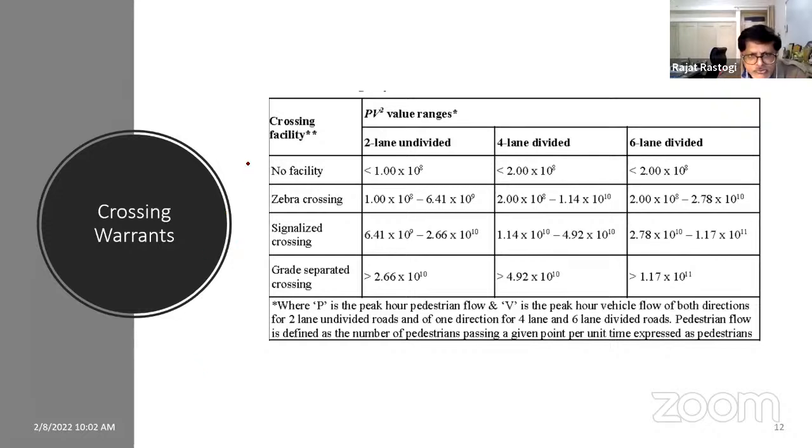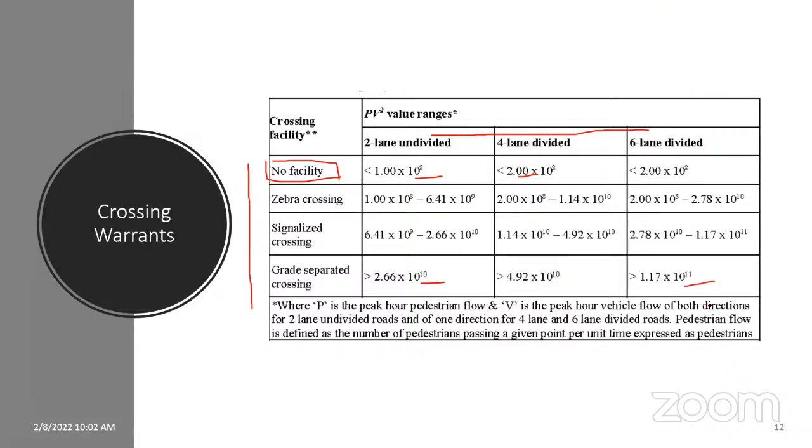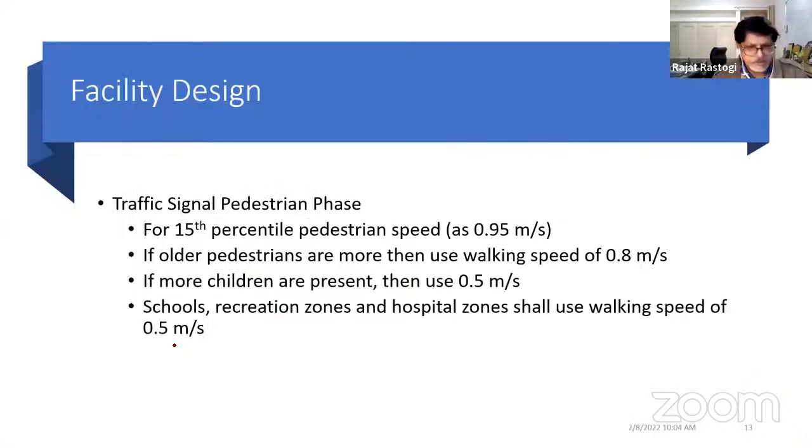Here the PV square values have been given for different crossing facilities and for different types of road configurations in terms of their carriageway: 2-lane, 4-lane, and 6-lane, with no facility or zebra crossing. What you can see is that 1 × 10⁸ or 2 × 10⁸ has been considered as an initial value where there is no requirement of a facility, but as you go above those, you are reaching even a value of 10⁻¹⁰. And that is now coming as compared to the global practice, which is being considered.